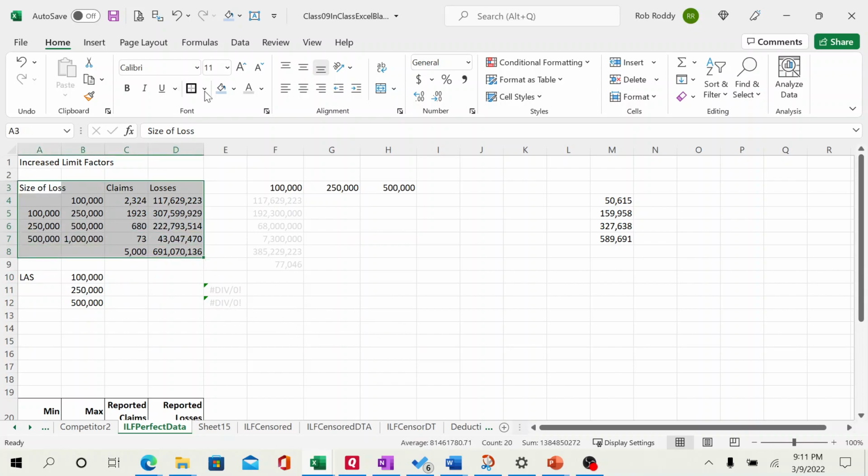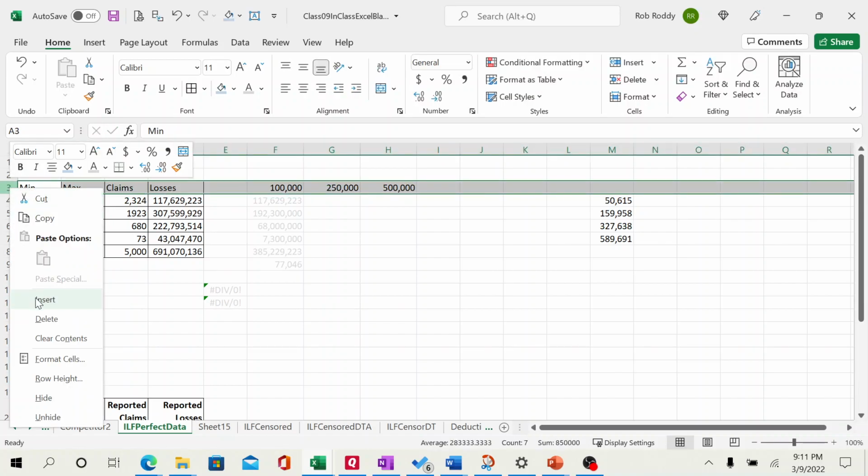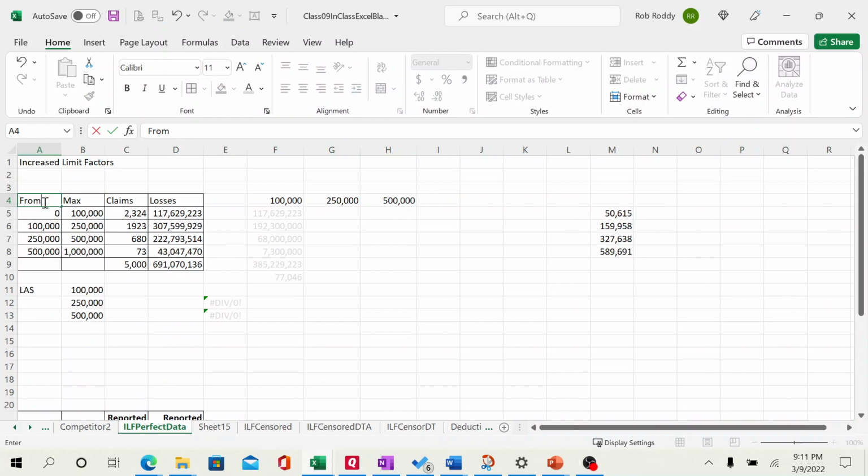So you have here your size of loss. So you have a min and a max. So these are your sizes, or from and to. Okay, so let's go through this in a little bit of detail here.